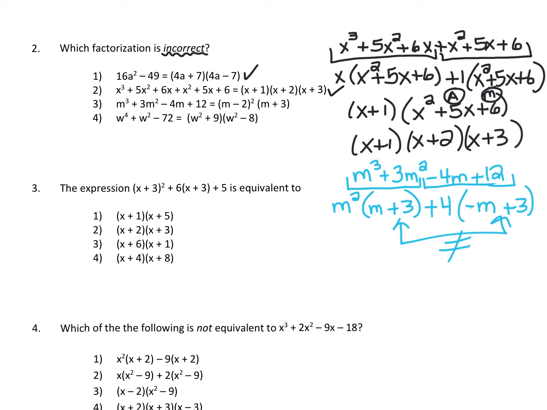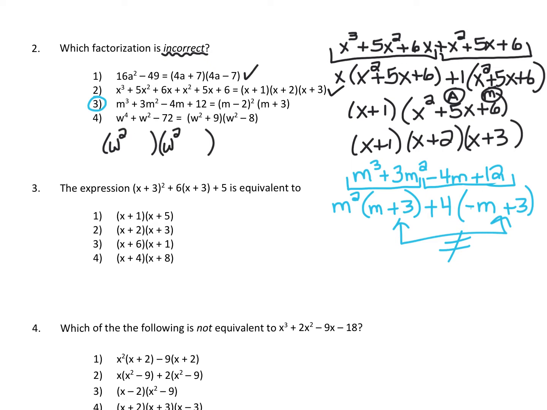So basically, choice 3, that is our answer. That's the one that doesn't check out. But I would always still check the last one because you want to make sure you didn't make a mistake. So if I check number 4, this is a trinomial. There's no greatest common factor to factor out, and since the leading coefficient is a 1, we would just set up 2 sets of parentheses. We'd put the square root of this first term in the first spot in each parenthesis, so w squared, because w squared times w squared is w to the 4th.